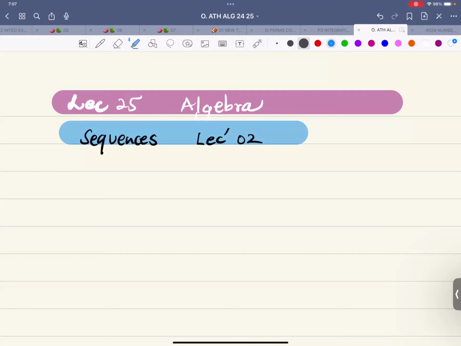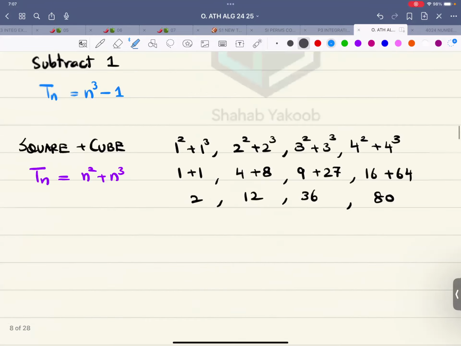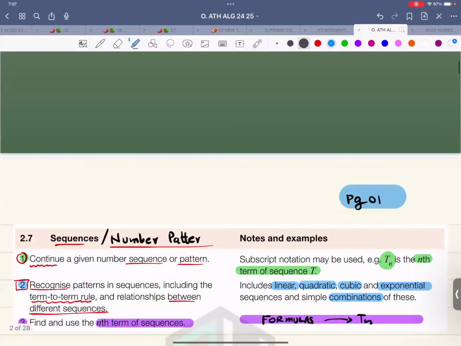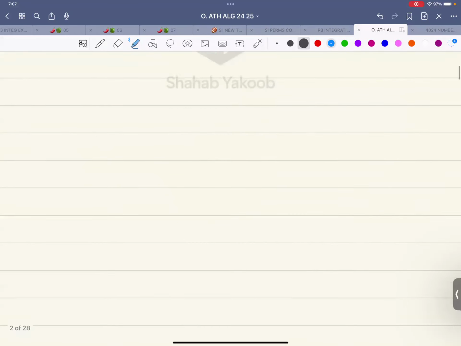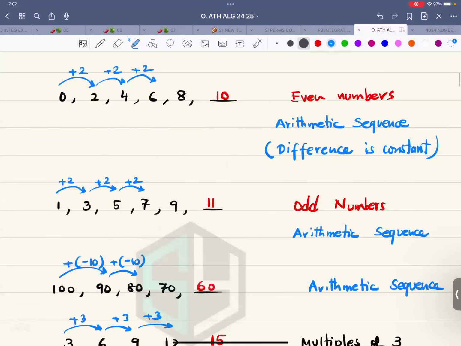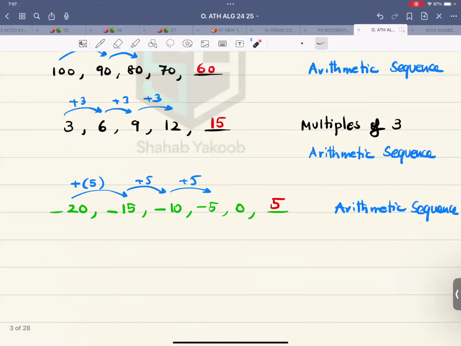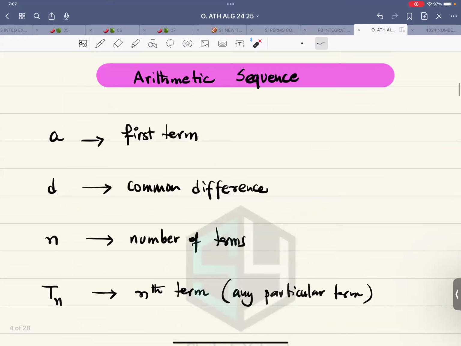So now let's first go over what did we discuss last time. Last time was all about exploration, that is, what was the syllabus of number pattern? And then we talked about sequences in which there is addition of a constant value. That constant value could be an integer, it could be a fraction, it could be a decimal, it could be positive, it could be negative. Addition of +2, addition of -10, addition of +3, addition of 5, and so on. This is known as an arithmetic sequence.